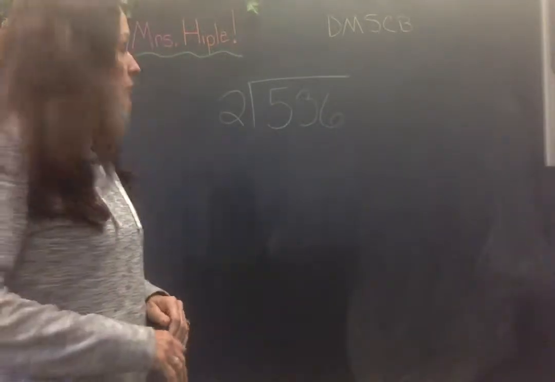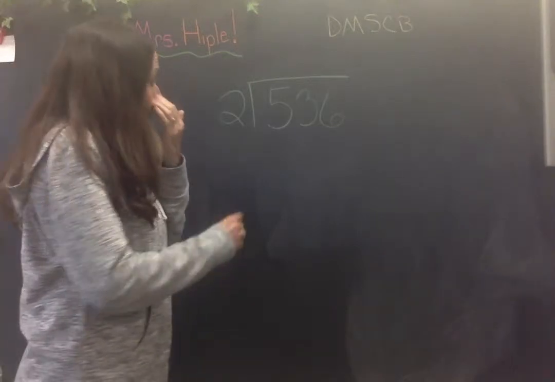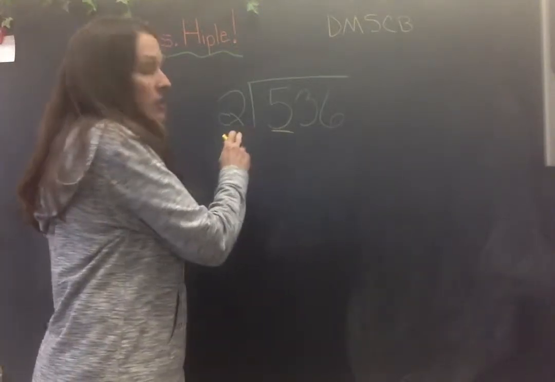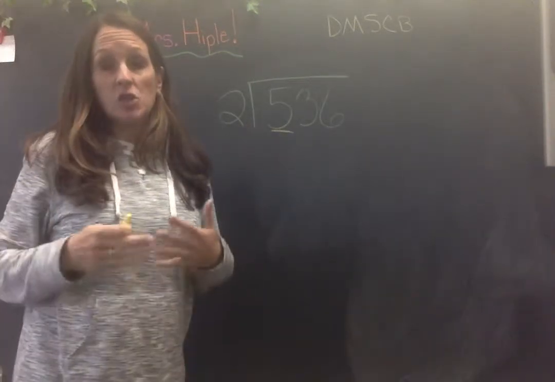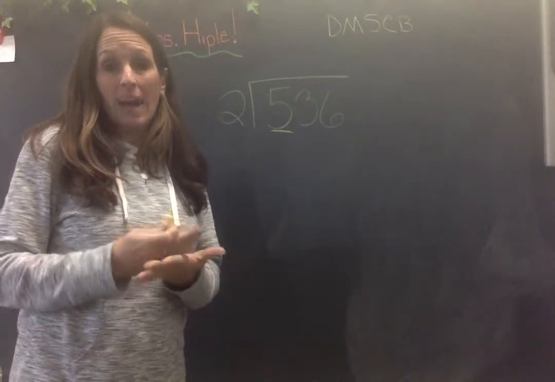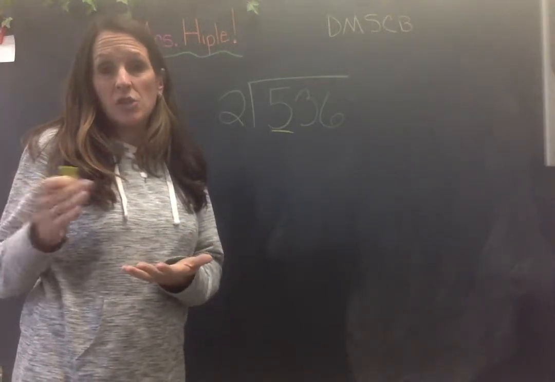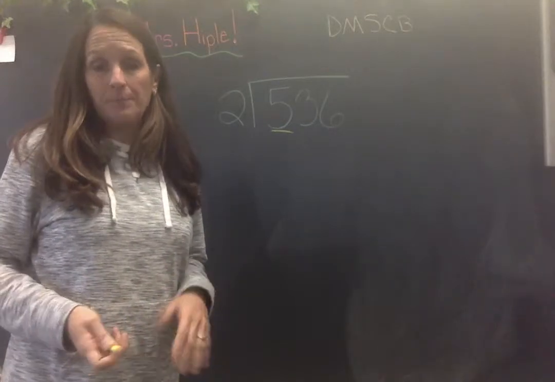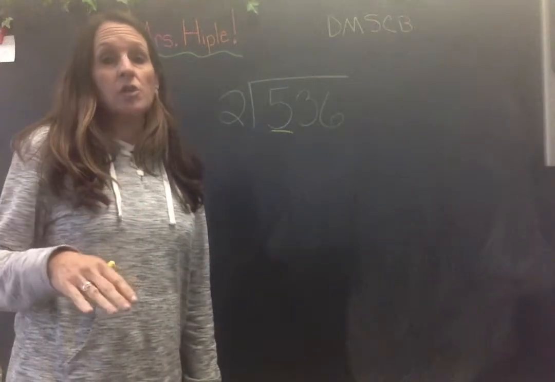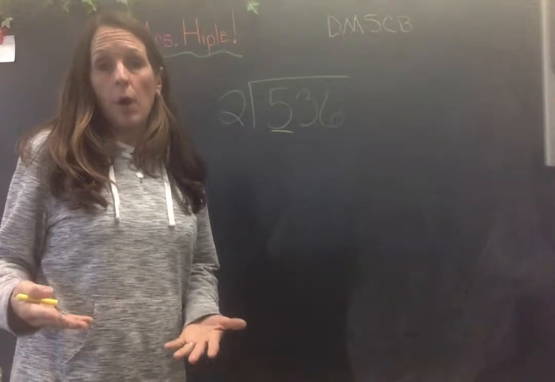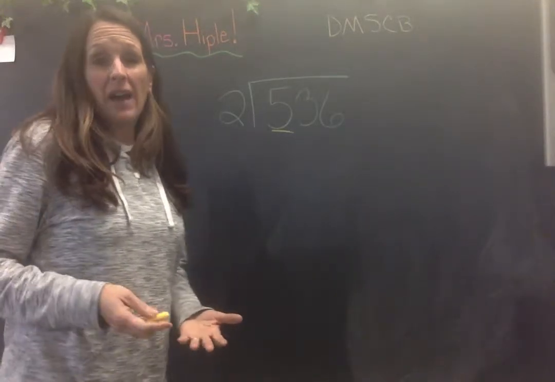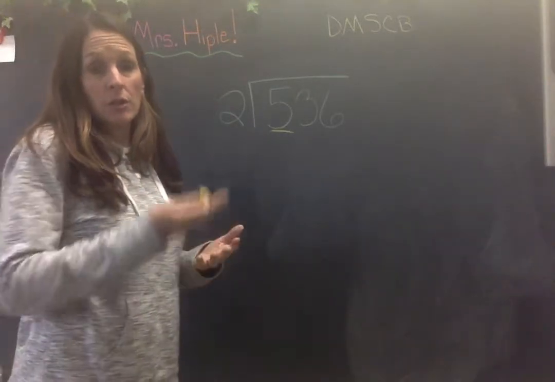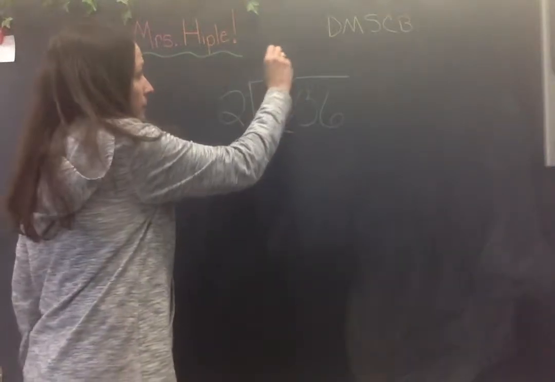So let's go ahead and do this problem together. We have 5 divided by 2. So does 2 go into 5? If I count by 2s, can I get to 5 or close to 5? The answer is yes, I can. I can't go over. So 2 times 2 is 4. That's as close as I can get to 5. So that answer, that 2 goes on top.